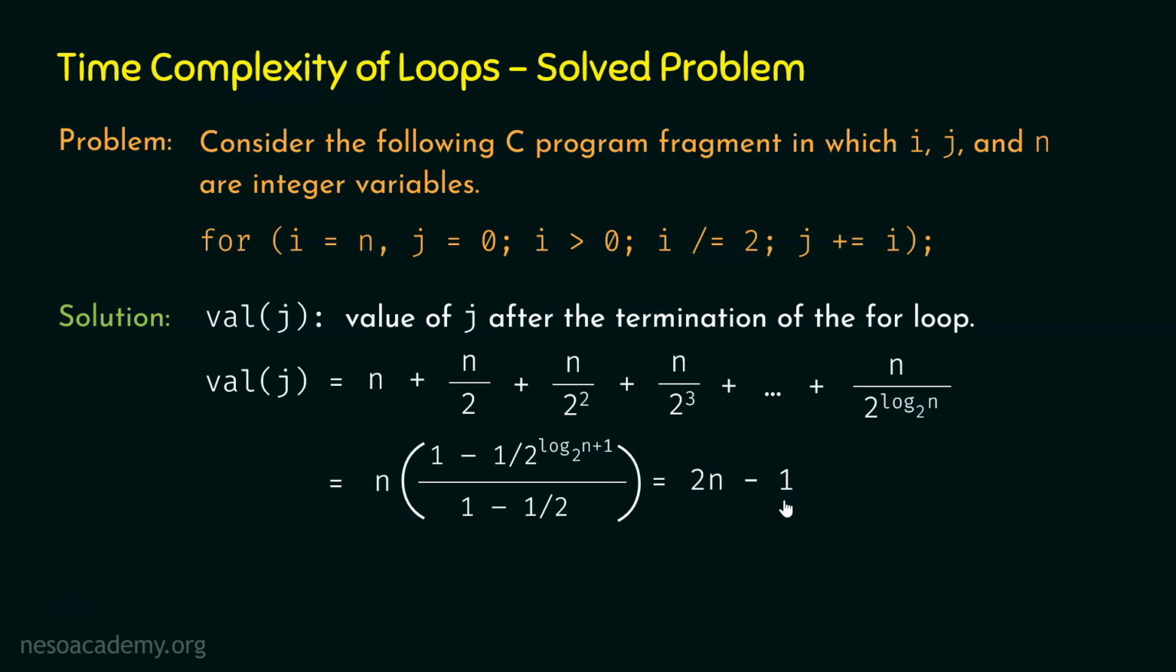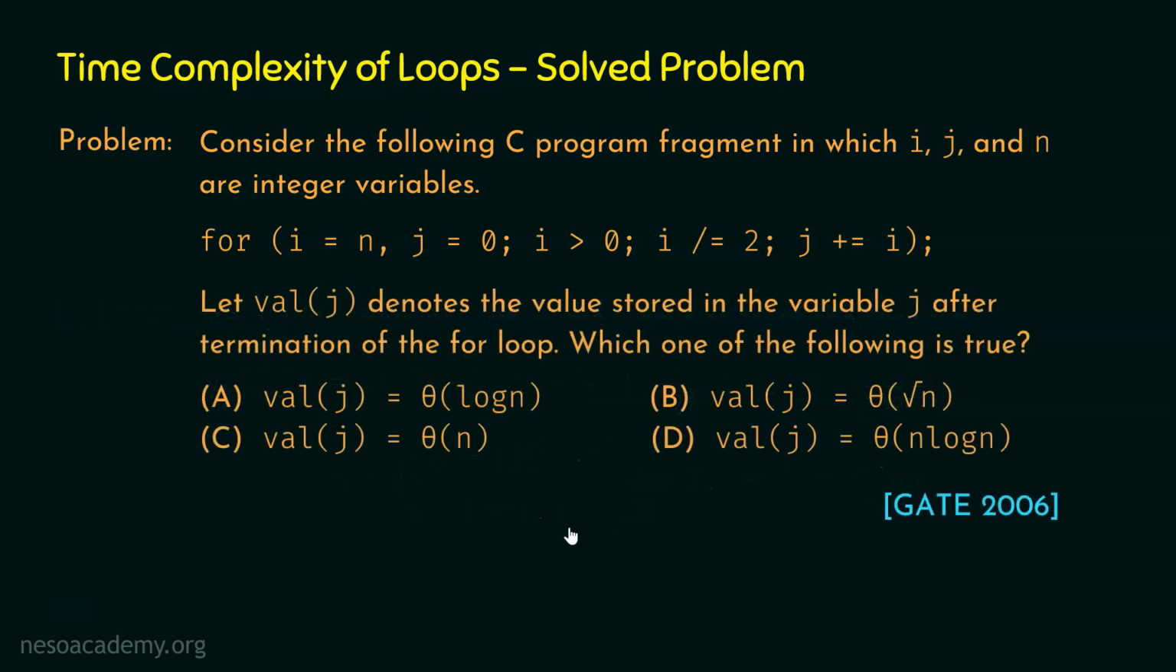This is the value of j after the termination of the for loop. But recall in the options, we need to represent val j in terms of asymptotic notation. 2n minus 1 can be written as theta of n, because 2n is the dominating term, and we can eliminate this constant also. So we are left with n. So 2n minus 1 is theta of n. So theta of n is the value of j after the termination of the for loop, and hence option C is the correct option.